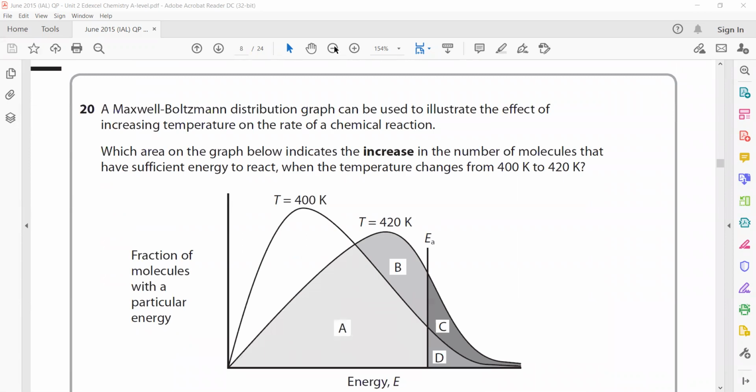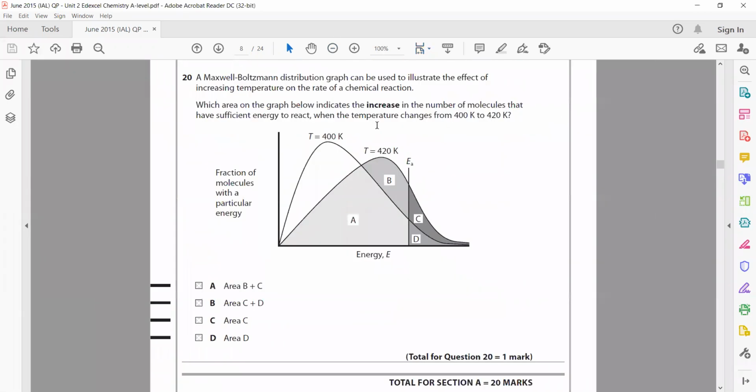Question 20. A Maxwell-Boltzmann distribution graph can be used to illustrate the effect of increasing temperature on the rate of a chemical reaction. Which area of the graph indicates an increase in the number of molecules? When we increase the temperature, the peak shifts towards the right-hand side and the height of the peak decreases. So this is the increase in the number of molecules that will react at higher temperature. So C is the right answer.